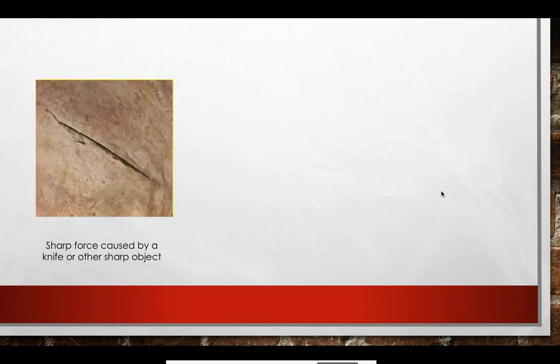Now, your bones can not just tell you about how the person lived, but also how they may have passed on. So if we see different wounds on these bones, we can assume that different weapons or different incidents happened to that individual. For example, this image here is showing a very sharp, deep cut in the bone. And this could show that a sharp force such as a knife or other sharp object was used.